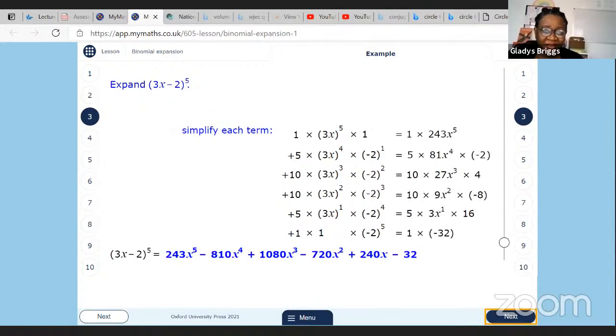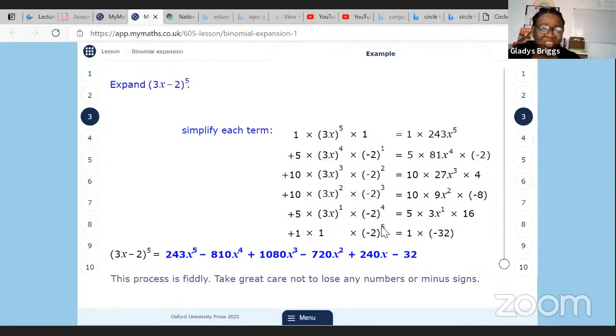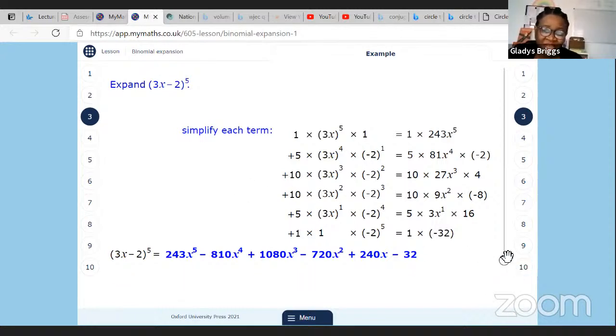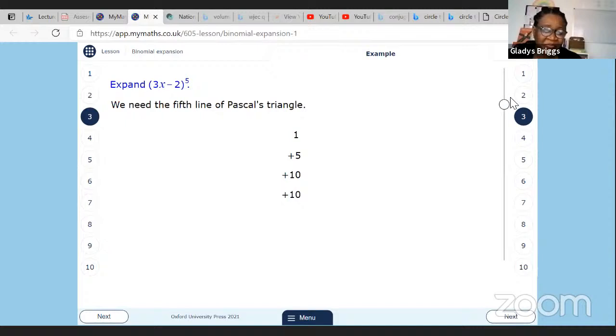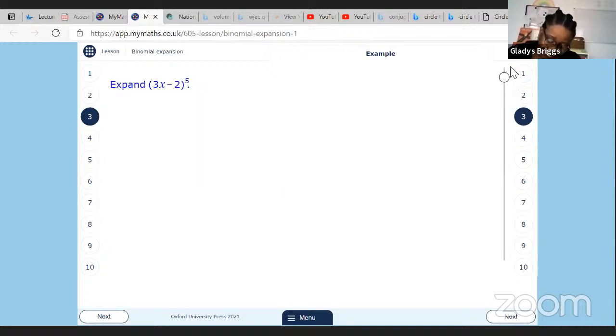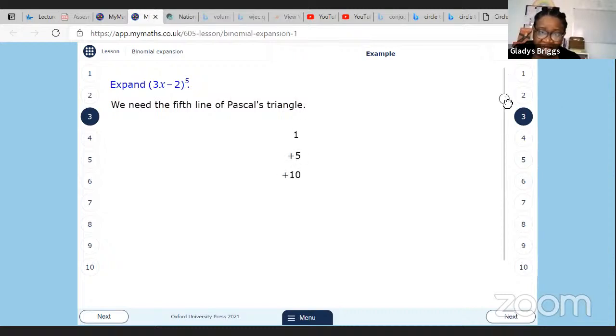I'm just going to try that out now because that's plenty. So let me try it out. Then I'll explain it to you. Okay, guys. So we're using the fifth line, 3x minus 2 to the power of 5. So that is 1, 5, 10, 10, 5, 1.